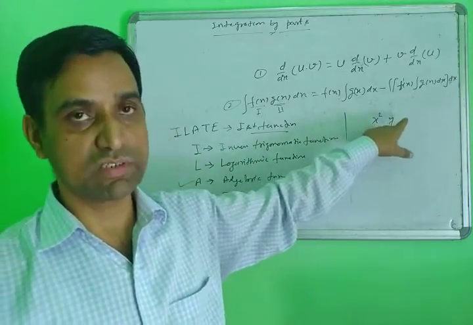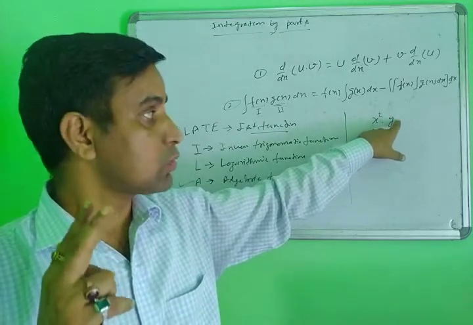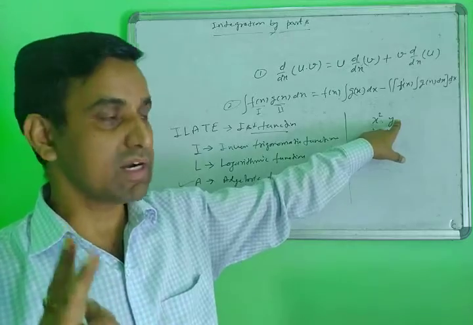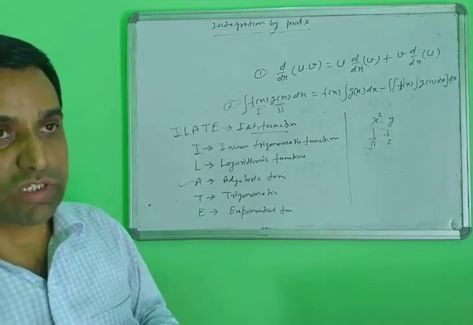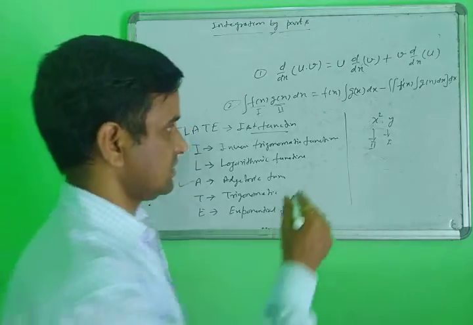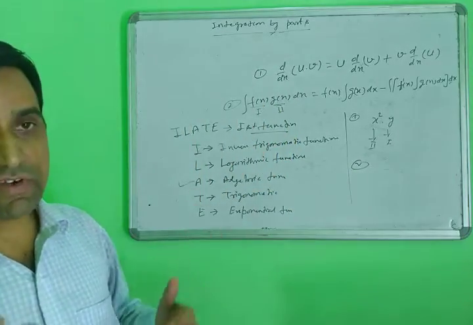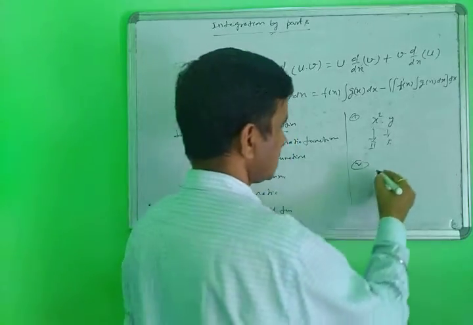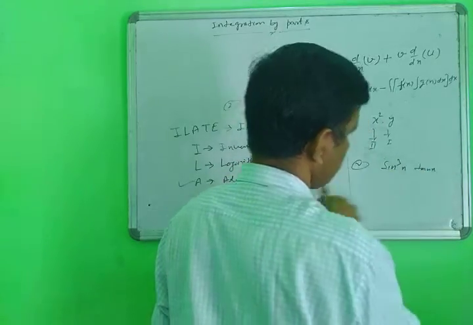This rule applies only to algebraic functions, not every function. When two algebraic functions come at one time, you select as the first the function which is easier to differentiate. Second case: when two trigonometric functions come at the same time, suppose sine cube x and tan x.